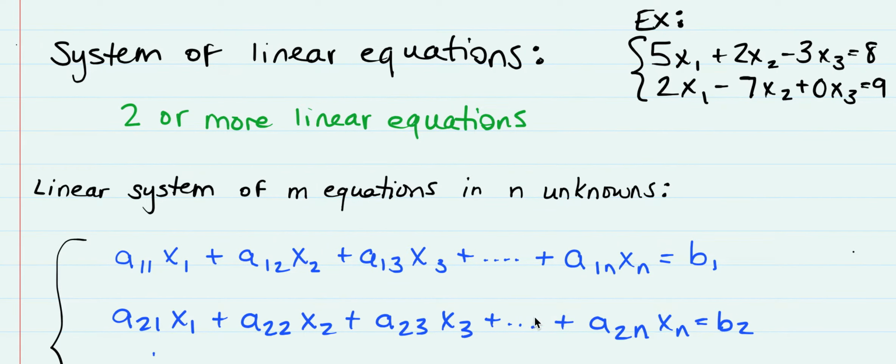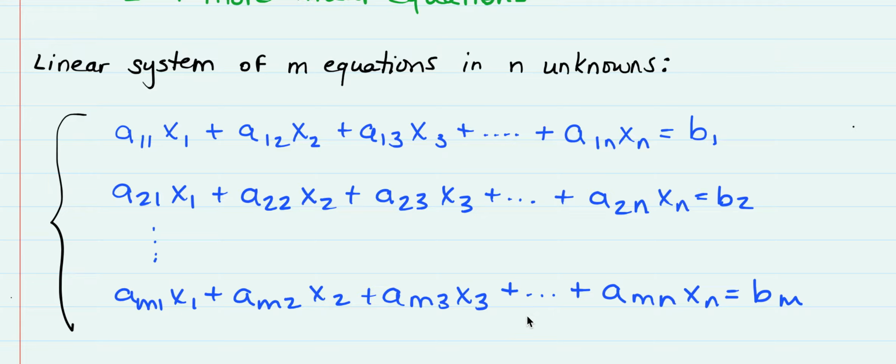So let's generalize this idea. A linear system of m equations and n unknowns. We're going to have m equations, and you see this a sub 1,1. Now we saw before that it was a sub 1, but now we have two numbers. This first number goes with the equation number. So this is the first equation. All of these have a 1 as the first number, and this one also has a 1. You see 2, 2, 2, 2, 2, all the way to m, m, m, and so on.